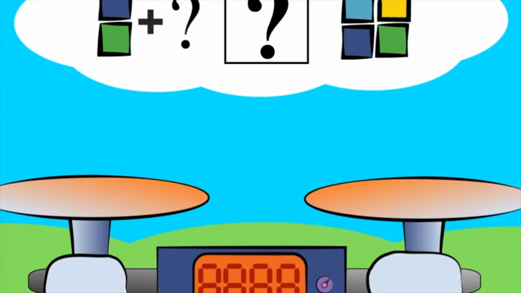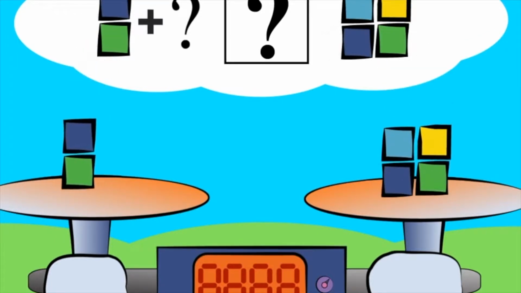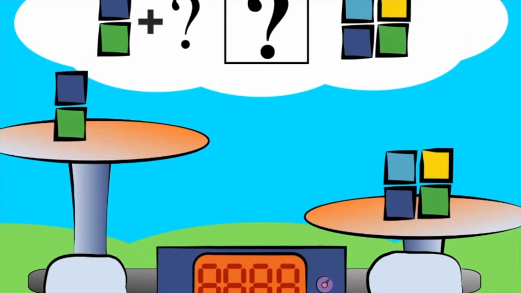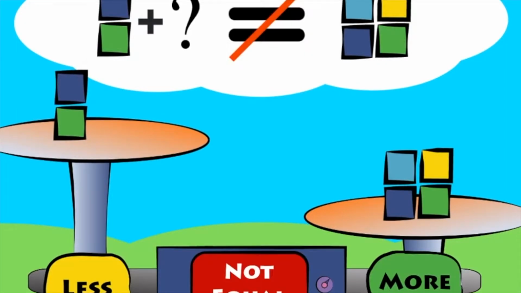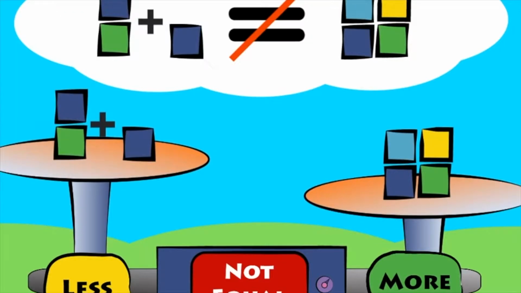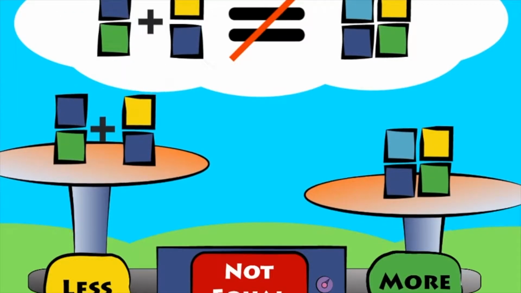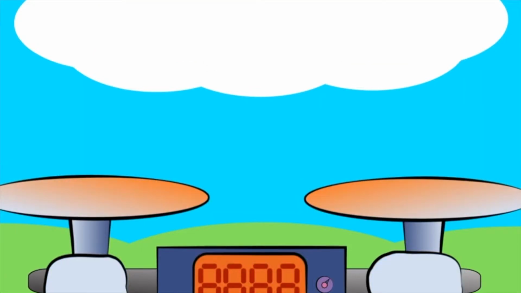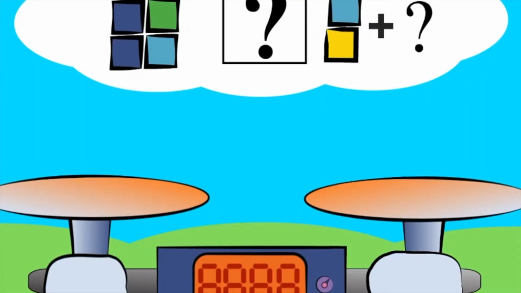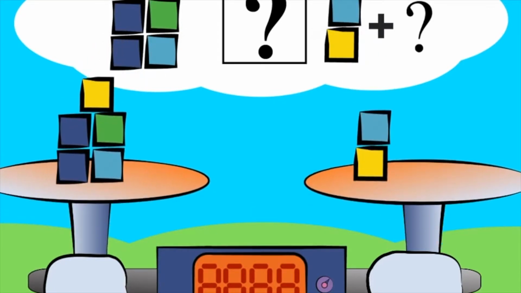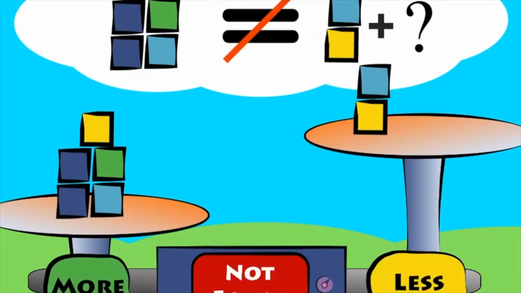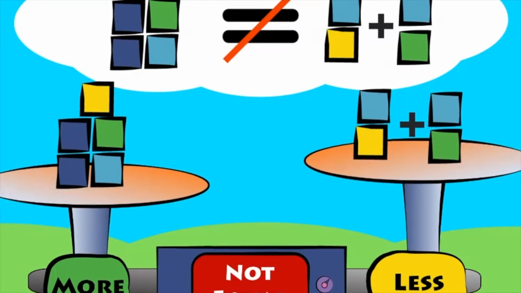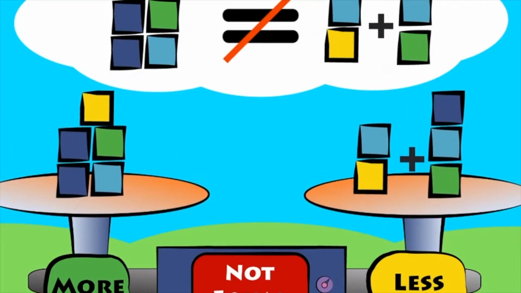Thumbs up or thumbs down? Not equal. What do we need to add to the left to make it equal? Two more makes it equal. Both sides have 4. Thumbs up or thumbs down? Not equal. This time we're adding to the right because there was more on the left.